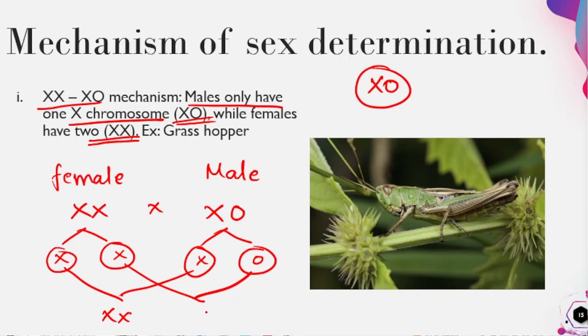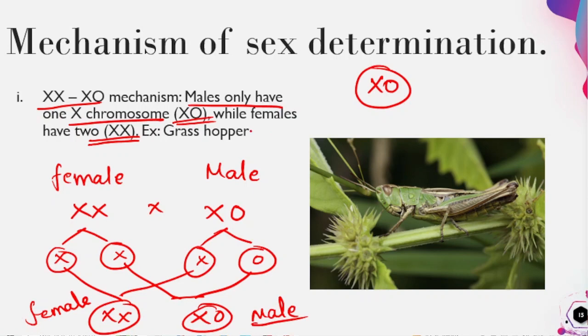So this XX determines that it is a female, and this determines it is a male again, right? Okay. So the example is grasshopper. Here the example they gave is grasshopper for this XX and XO mechanism. For this mechanism, grasshopper is a great example. Okay, got that. Now we are going to the next.